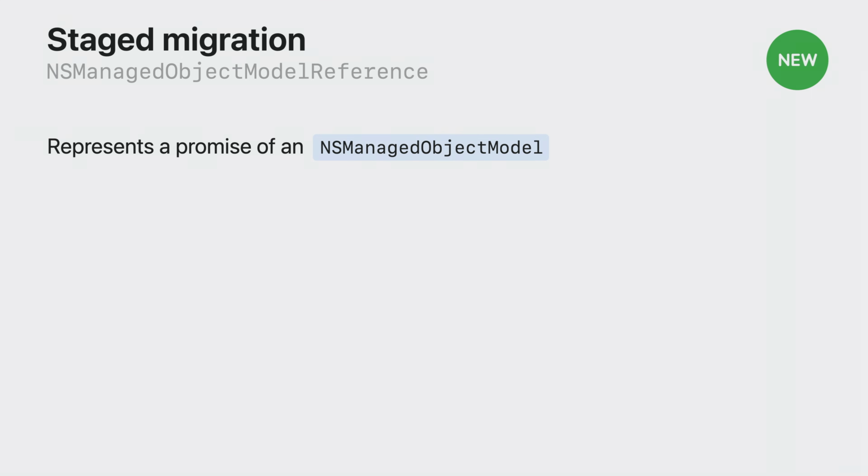Staged migrations make use of the NSManagedObjectModelReference class. This class represents a promise of an NSManagedObjectModel. During migration, Core Data will fulfill this promise. An NSManagedObjectModelReference is flexible and can be created in a number of different ways.